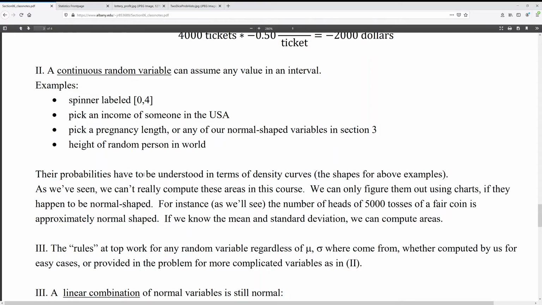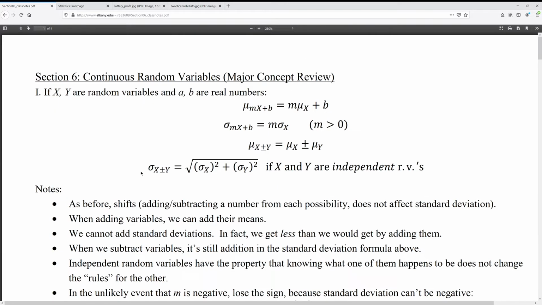Section 6, Part B, Continuous Random Variables. Now, before we go on, let's recap on these rules that we talked about. Rule 4 did have this one little caveat on it, but notwithstanding, these rules are always true. That is to say, they are true for any random variables.